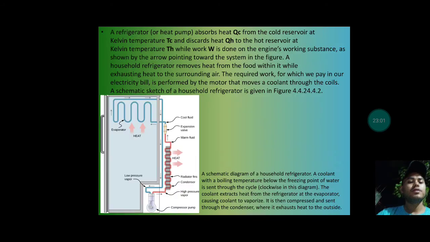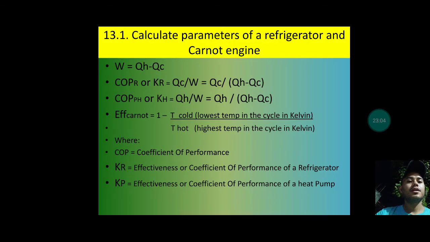Next, for the Carnot engine. For the formula for the refrigeration, we have COP equals QC over work, heat of the cold body over work, and work is equal to QH minus QC. But for the Carnot engine, this is the formula: efficiency of the Carnot is equal to 1 minus the temperature of the cold, the lowest temperature, over the temperature of the hot, the highest temperature, in Kelvin.